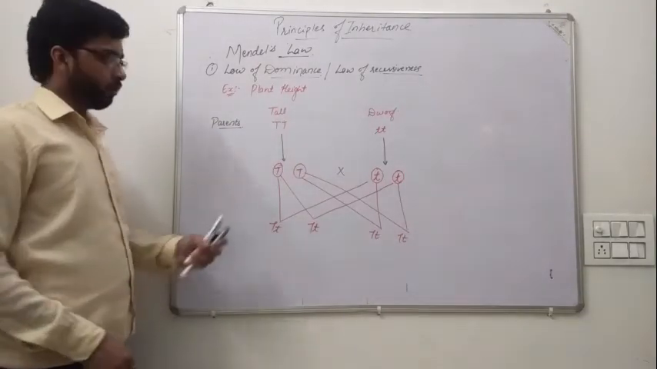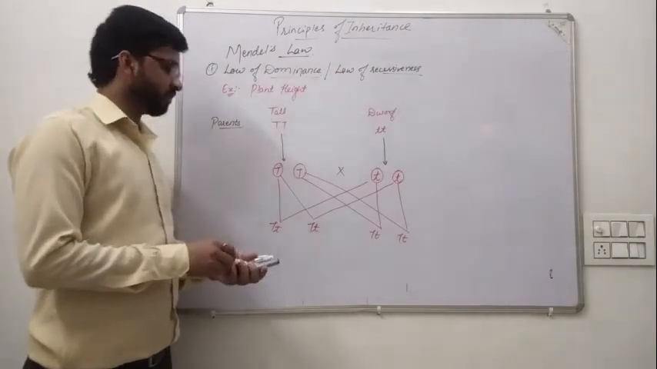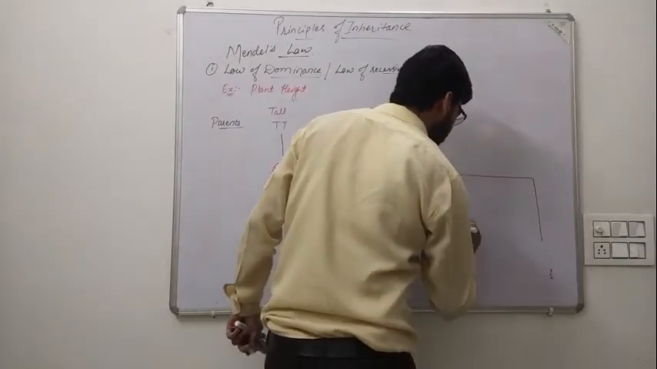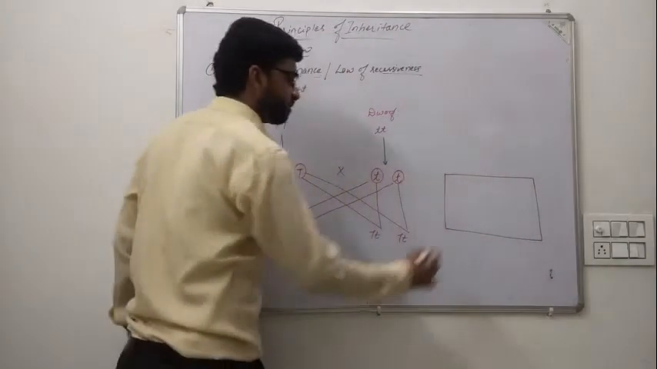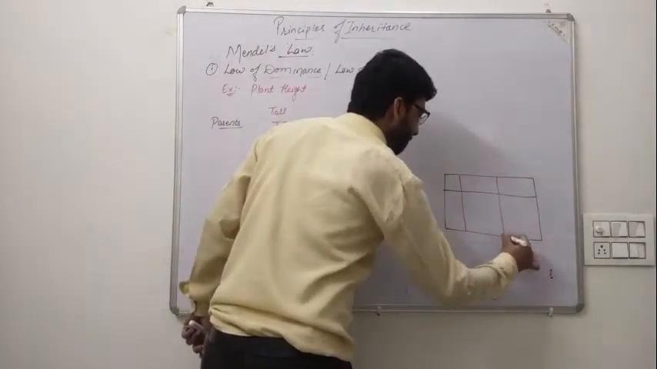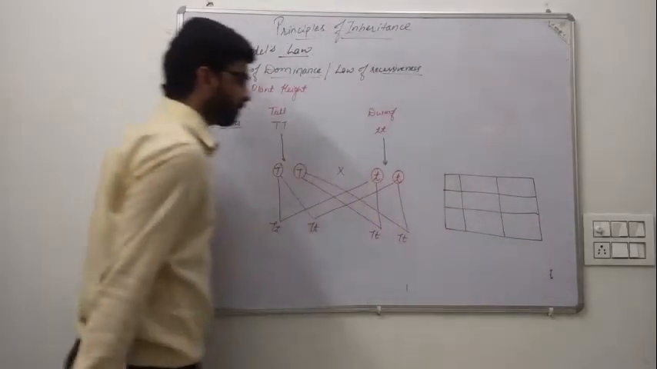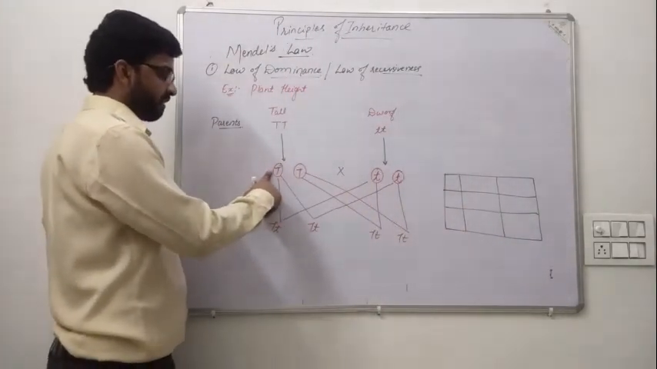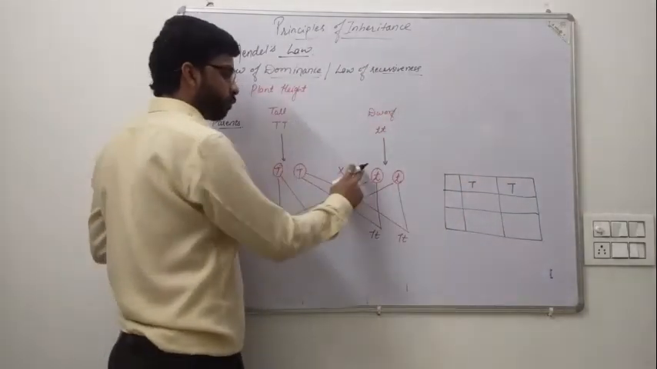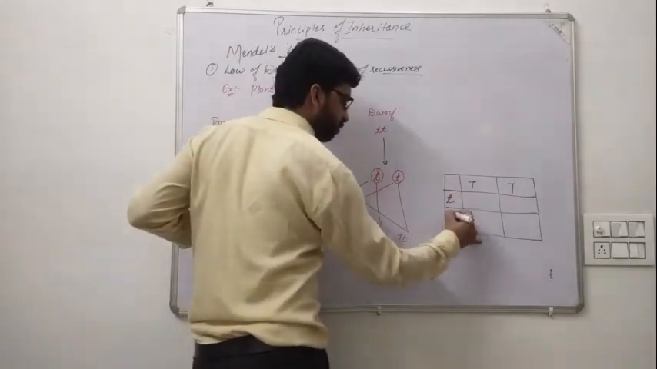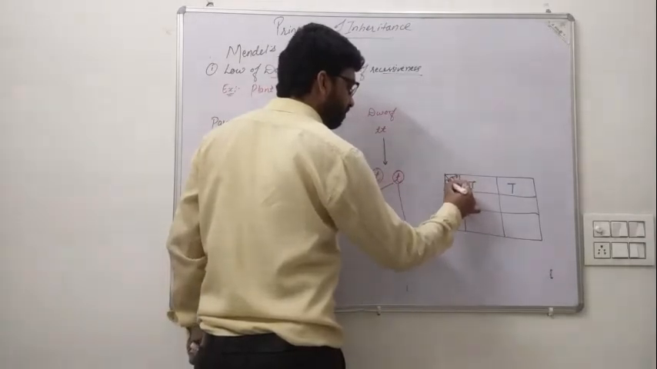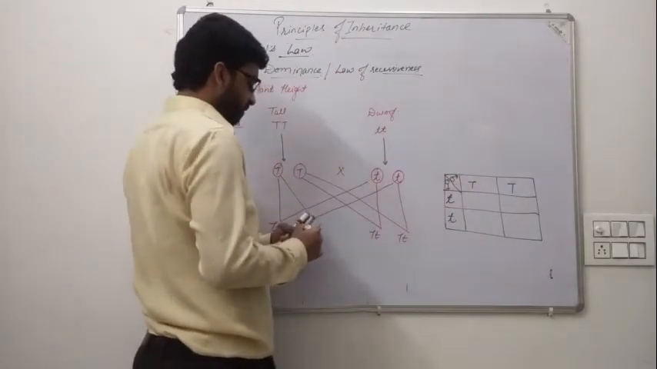To sort out this confusion, we use a Punnett square, given by Punnett. In this, we write down the characters of the gametes: capital T, capital T, and small t, small t. These are the characters of the parents, father and mother, male and female.